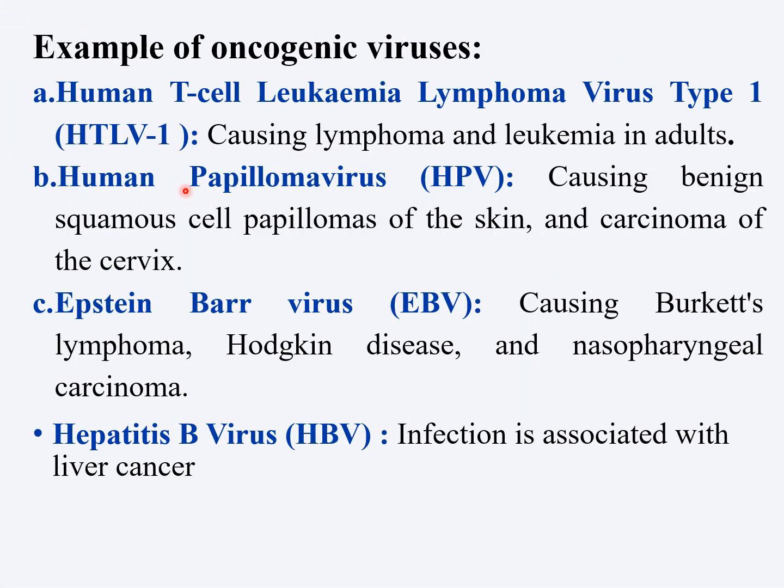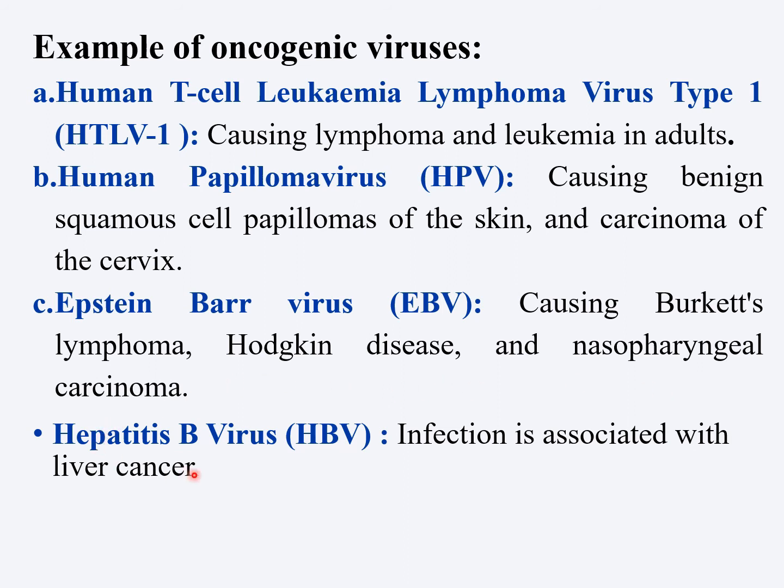Now these are examples of oncogenic viruses. Number one, we have human T leukemia lymphoma virus type 1 and 2, HTLV 1 and 2. These types of virus can cause lymphoma or leukemia in adults. Also, we have human papilloma virus HPV, causing benign squamous cell papilloma of the skin and carcinoma of the cervix. Also, we have Epstein-Barr virus EBV, causing Burkitt's lymphoma, well known, and Hodgkin disease, and nasopharyngeal carcinoma.